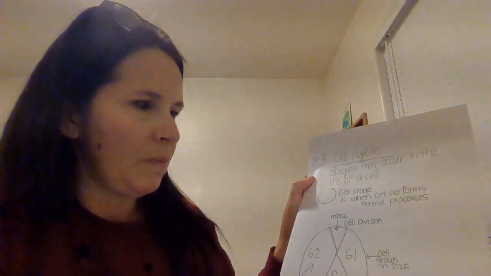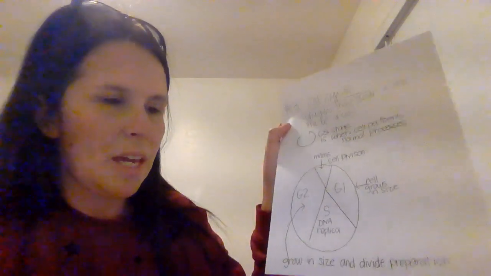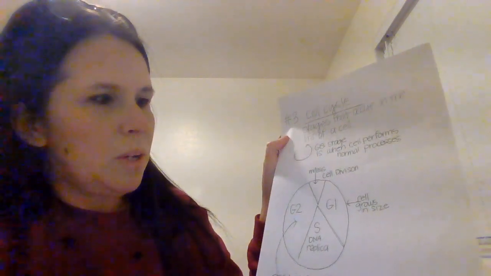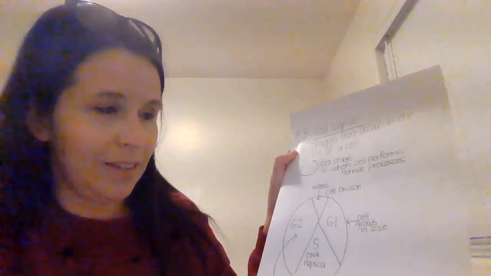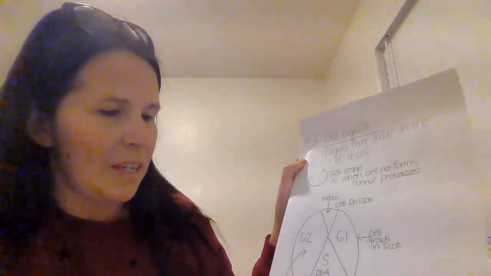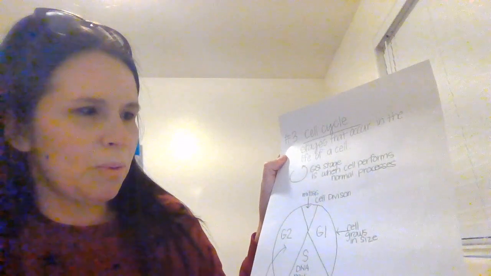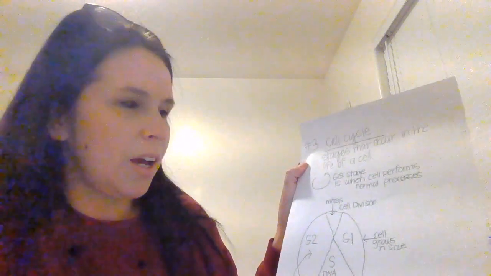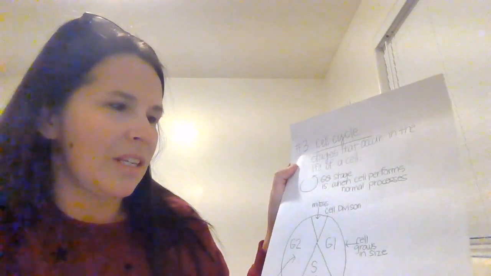So to start off, in G1, that's the phase that the cells grow in size, and then it moves on to the S phase, which is the DNA replication. And then G2 is when the cells grow in size and prepare to divide, when they prepare to go into the mitosis. And then the mitosis is the cell division stage.